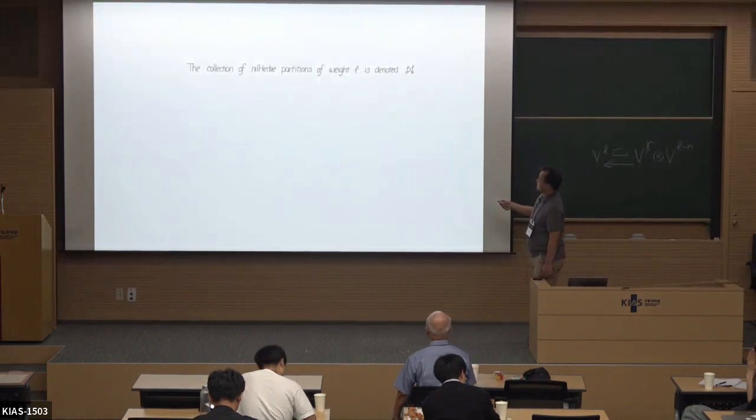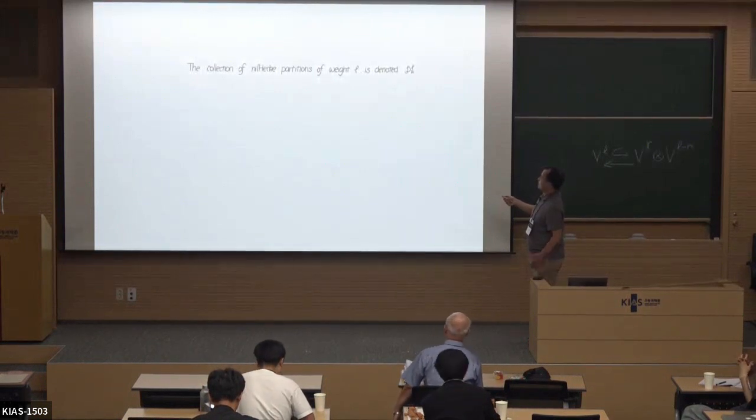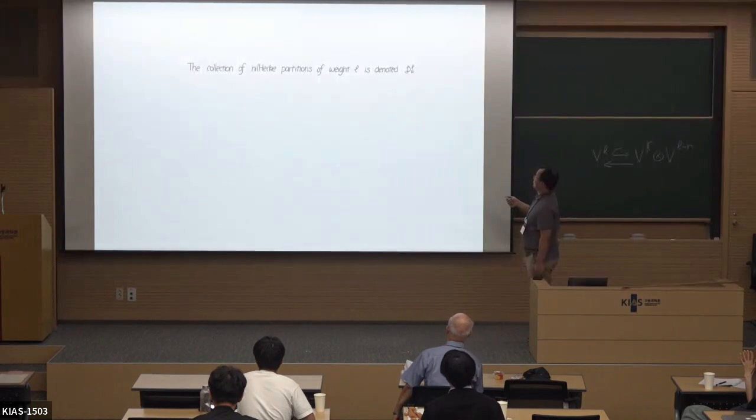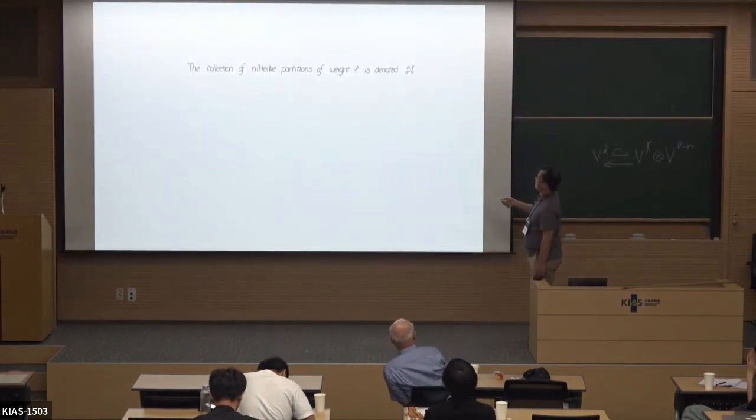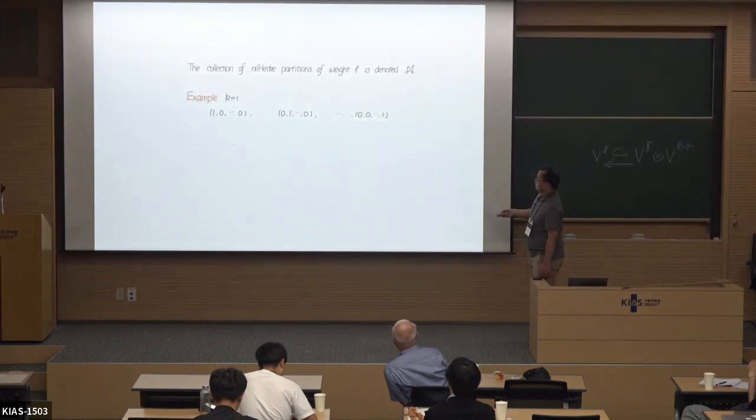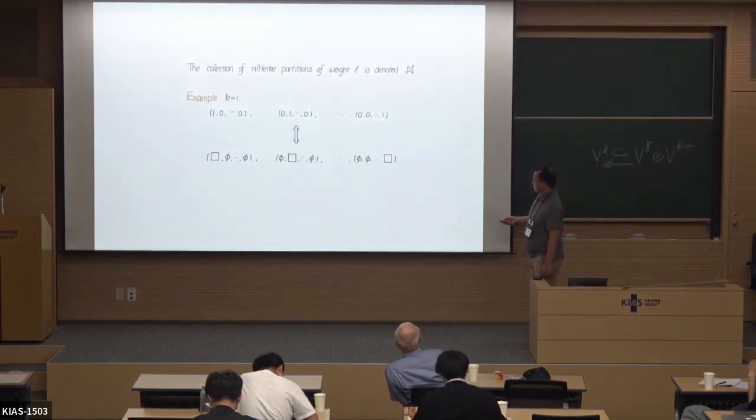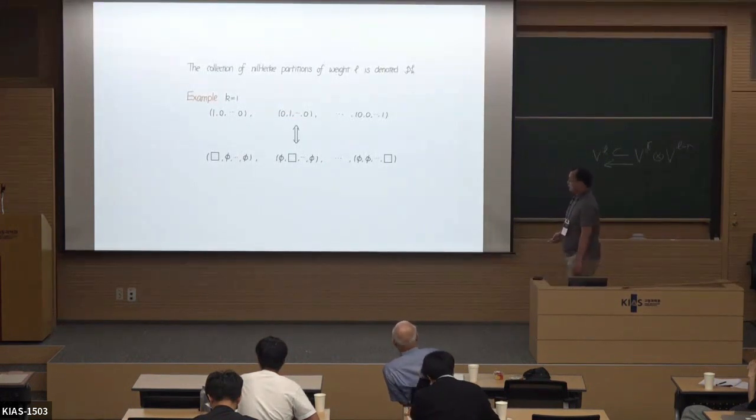This set of nil-Hecke partitions is in one-to-one bijection with Young diagrams fitting in an (L minus k) times k box, and I'm borrowing Hu and Matthias' language. So for instance, this is when k equals 1 and L is arbitrary, you have these partitions. Translating into Young diagrams, it's of this form.